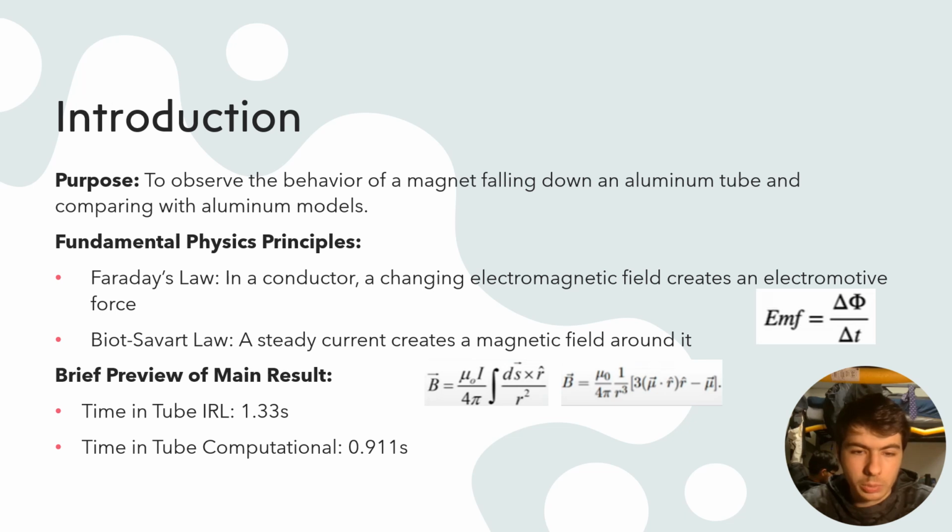So some fundamental physics principles is Faraday's law, which states that in a conductor, a changing electromagnetic field creates an electromotive force, commonly represented by EMF equals delta flux over delta T. In the Biot-Savart law, a steady current creates a magnetic field around it, which is those two equations. I'm not going to read them out because they're very long. So a brief preview of the main results is just that the time spent in the tube in real life on average was around 1.33 seconds, and the time in the tube computational was 0.911 seconds.